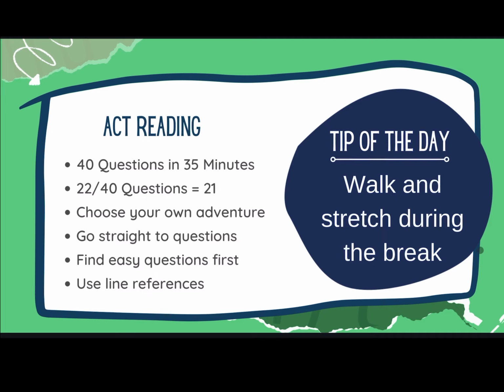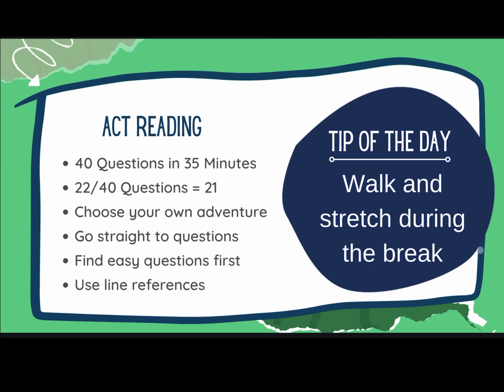To summarize the reading section, you have 40 questions in 35 minutes. You just have to get 22 of those questions correct to get a 21. The reading is a choose your own adventure, so you do not have to take this test in order, but plan out ahead of time how you will take this test. What will your adventure look like? Go straight to the questions and then find your easy questions first. So find those line references. Find the easy questions that ask about vocabulary and save the more difficult ones for the end of the passage.